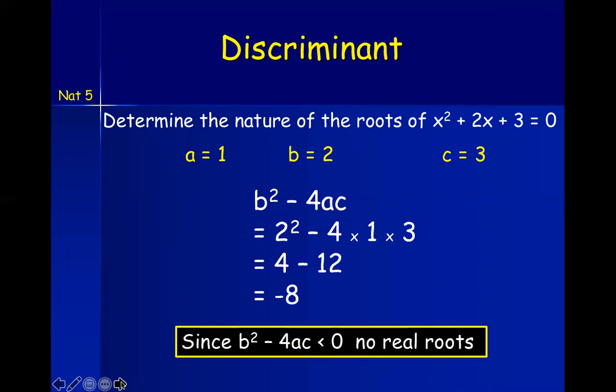So during an exam question, you're meant to say this. You calculate first b squared minus 4ac, and then you put that statement. Since it's negative, the nature of the roots is, you say, I've got no real roots. Okay, so three things to learn. Two real and distinct roots, two equal roots, or no real roots.